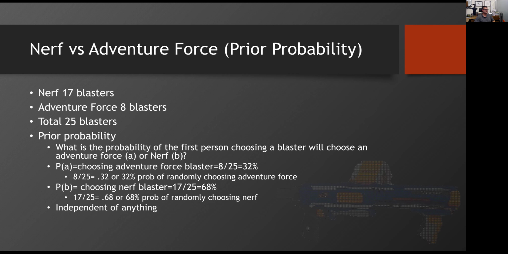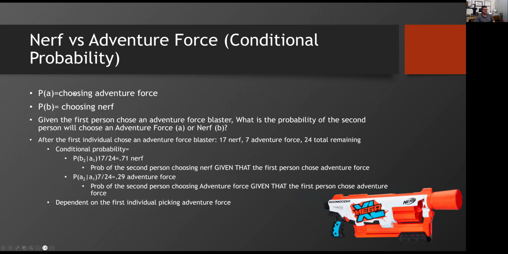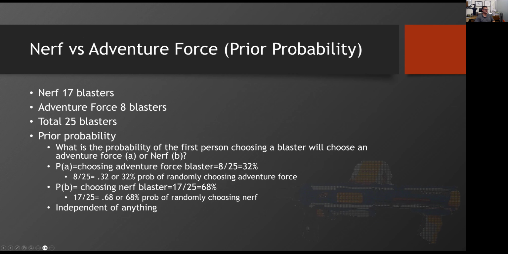But say in class, I bring in 17 Nerf blasters and 8 Adventure Force blasters for a total of 25 blasters. And I let one student come up and choose their first blaster. This is what's referred to as prior probability. The question is, what is it that they're going to choose? They have a 17 out of 25 chance, or probability, of choosing a Nerf blaster, and 8 out of 25 is the probability of choosing an Adventure Force blaster.